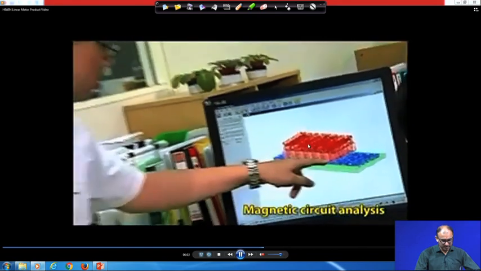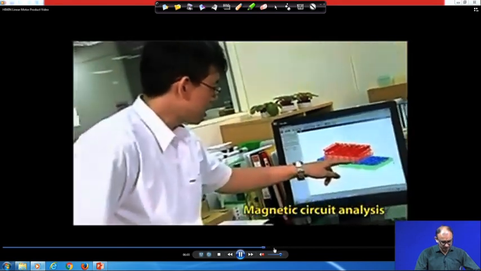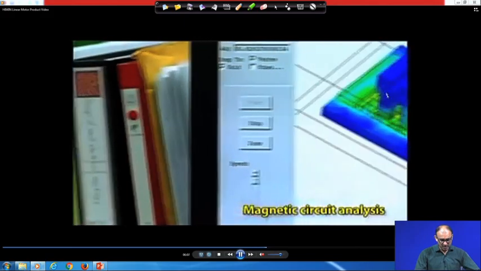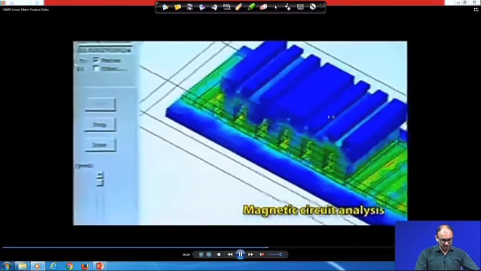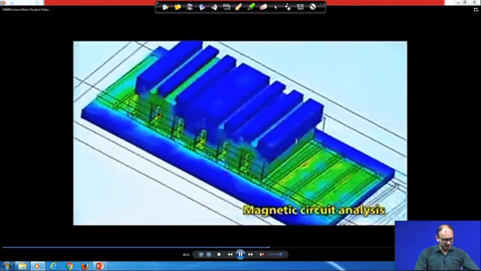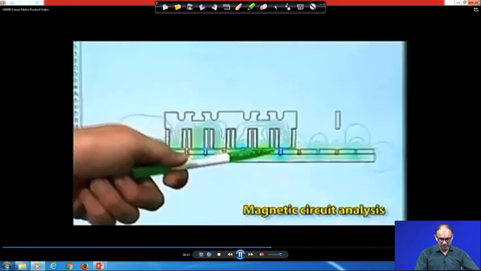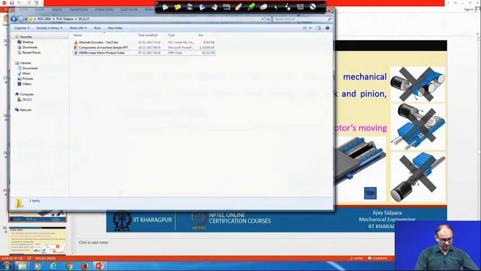So, this is all about the magnetic circuit. Let us not discuss this more right now, because these are used for simulation and analysis and design purposes only. So, this is all about the linear motor.